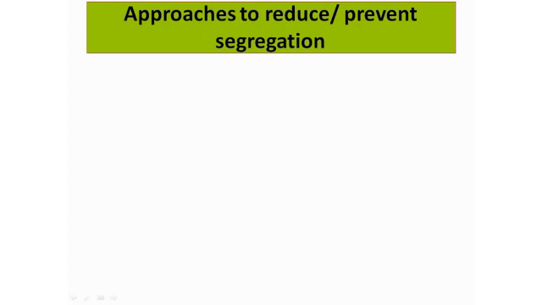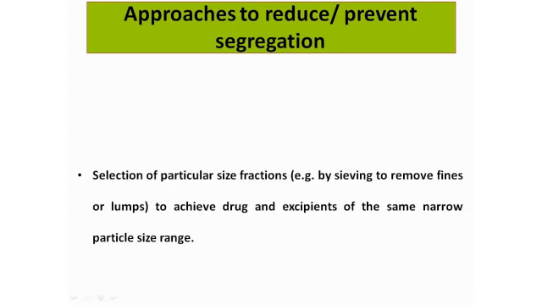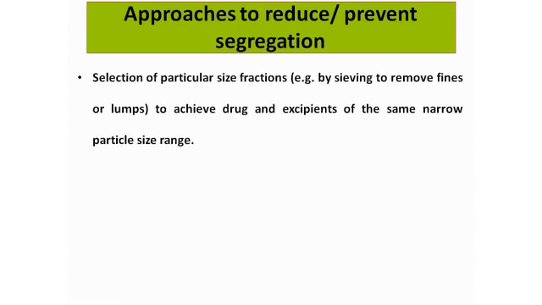So what are the approaches to reduce or prevent size segregation? We have already discussed the different parameters which affect segregation, for example the difference in shape, particle size, as well as density. Now what are the approaches which can be used to reduce or prevent segregation? First, selection of a particular size fraction. Before using the powder for formulating any drug dosage form, we first have to select a particular size fraction. We can simply do that by sieving. We use the sieving process to remove the fines. Fines mean the fine particles, so that only the granules are used for the compression of the drug, right?